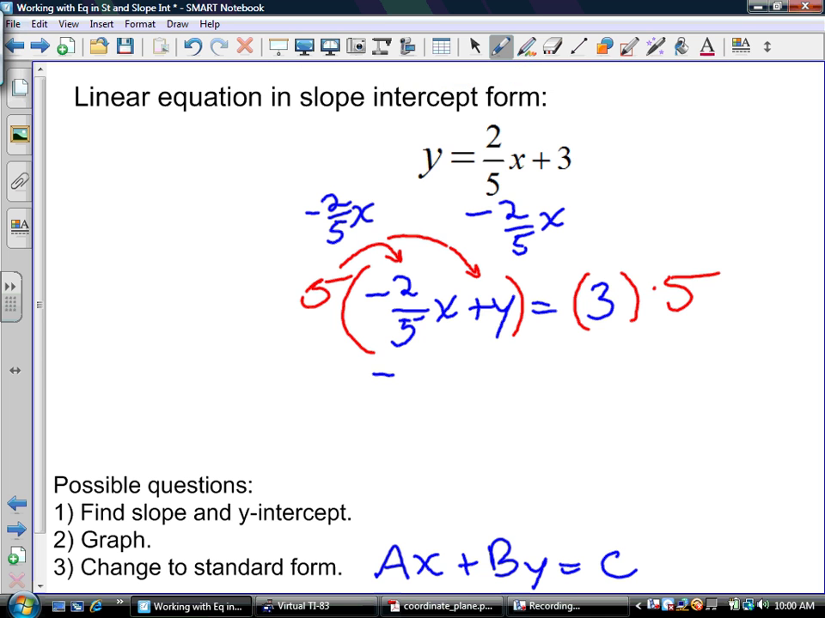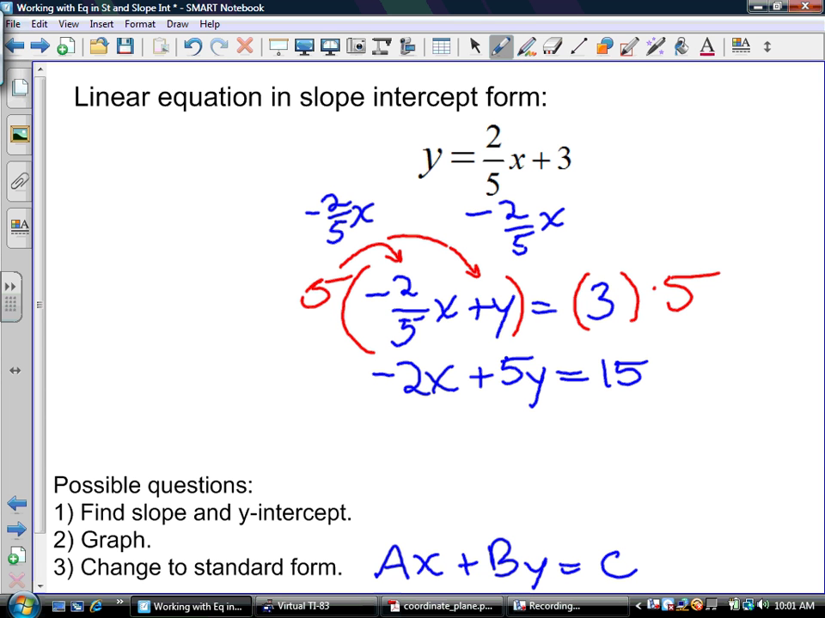We're going to be left with negative 2x plus 5y equals 15. Okay, that's it. We're done. We found how to change that equation into standard form. A is going to be negative 2, B is going to be 5, C is 15.